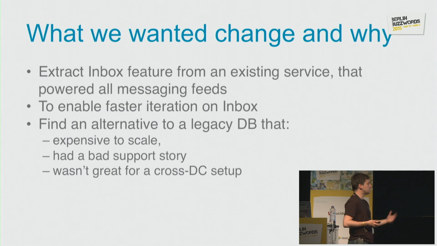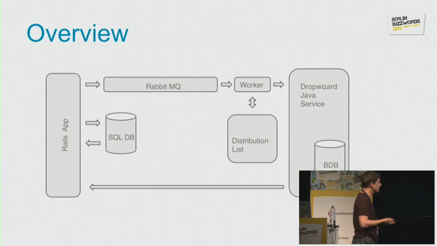And we were also facing a different problem. We were working across DC. We needed this for data recovery. And our existing database, based on Berkeley DB, was in process. It was expensive to scale. It had a bad support story. And it didn't work particularly well with a cross-DC setup. So there was a product motivation, but we also had an infrastructural motivation for this project.